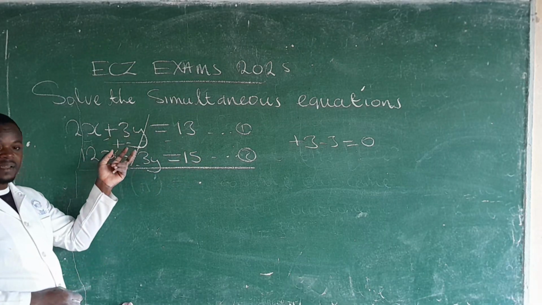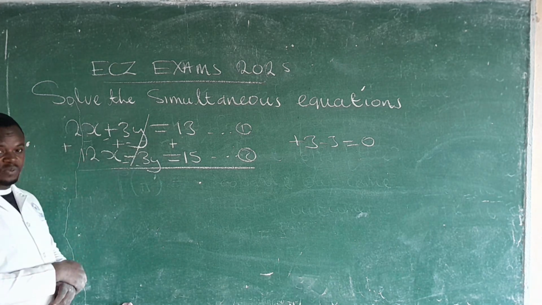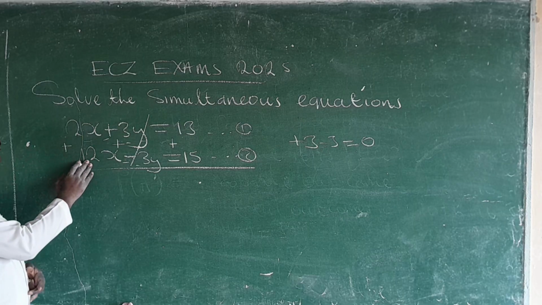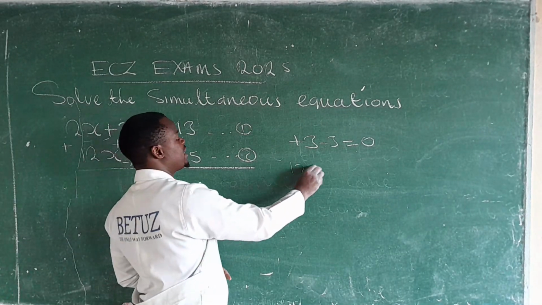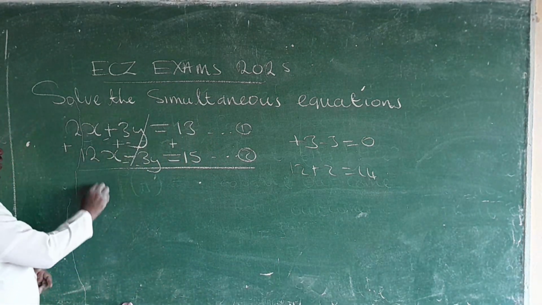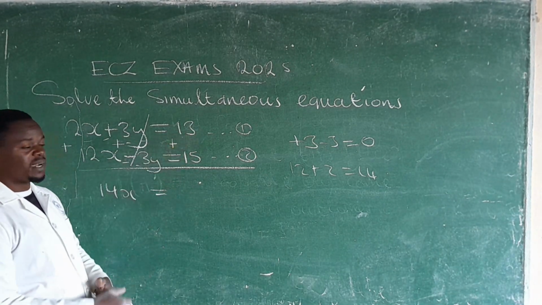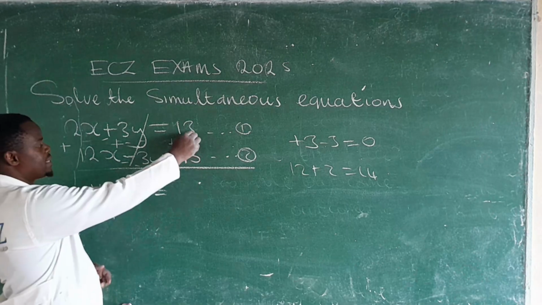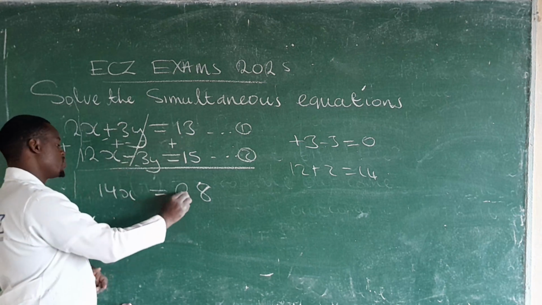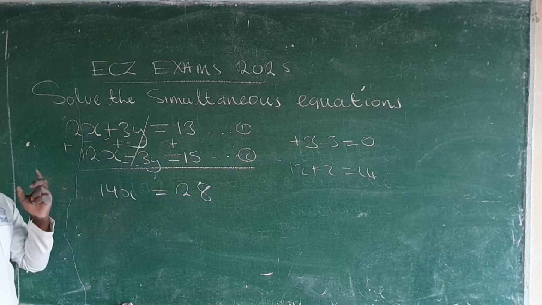What we do here is what we do here as well as here. We are adding throughout. So 2x plus 12x, which is 2 plus 12, will give us 14. So here we're going to have 14x, which is equal to, we now add these two, 13 plus 15, which is going to give us 28. At this point, we have an equation in one unknown variable.